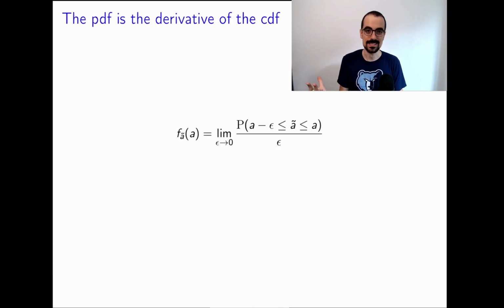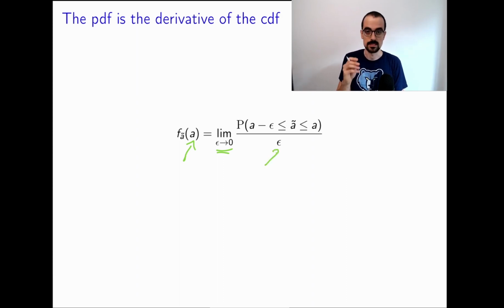Let's be a bit more mathematical, now that hopefully we have provided some intuition. The probability density at a point A is the limit, when epsilon goes to 0, of the probability that the random variable is within an interval of length epsilon that starts at A minus epsilon. Here it doesn't really matter, right? We could have done from A to A plus epsilon. Here we do from A minus epsilon to A, but it is an interval around A that has width epsilon. And then we divide by epsilon, right?